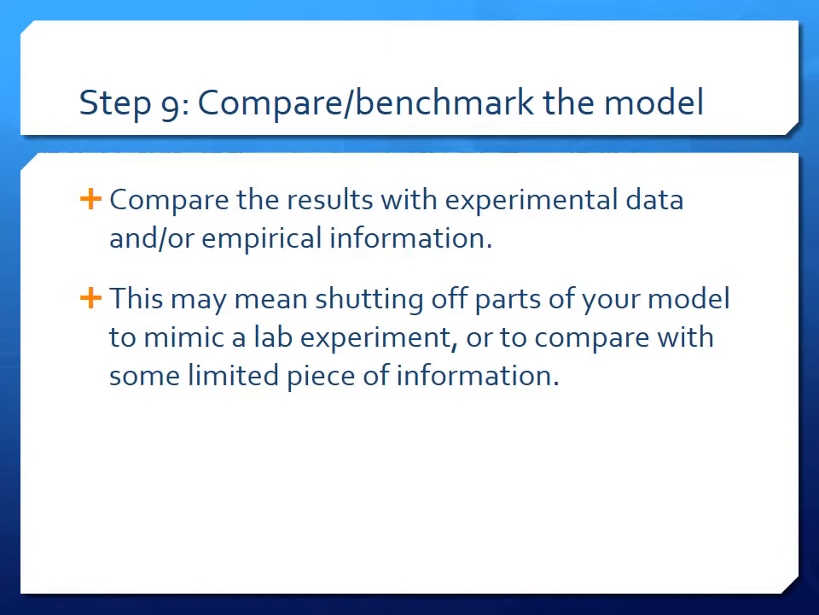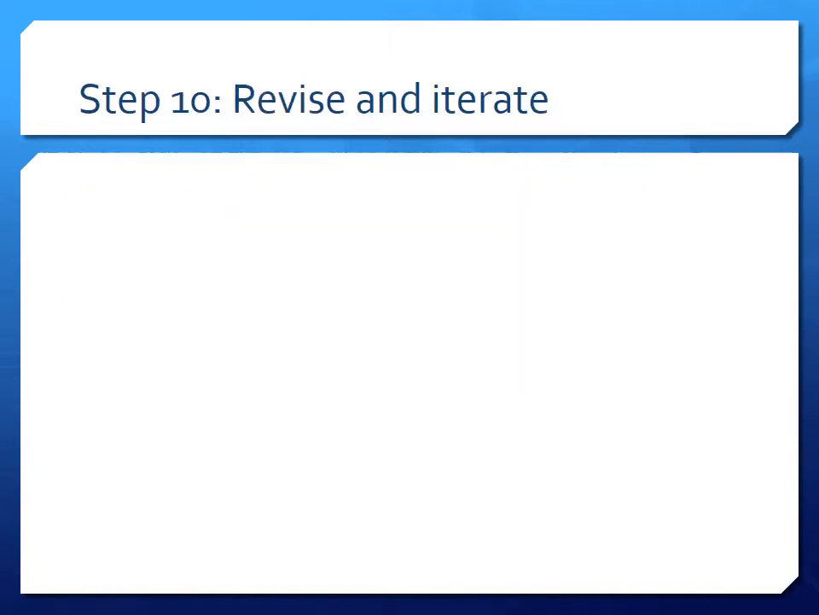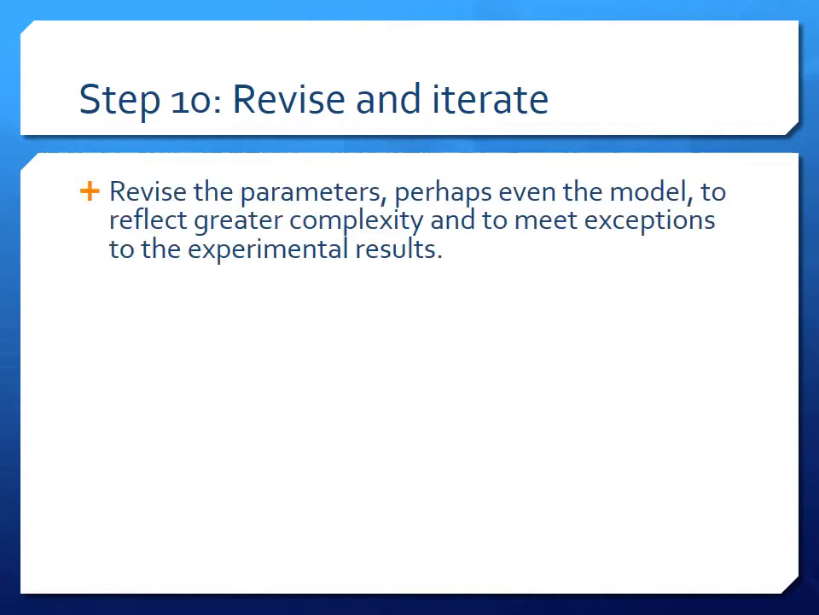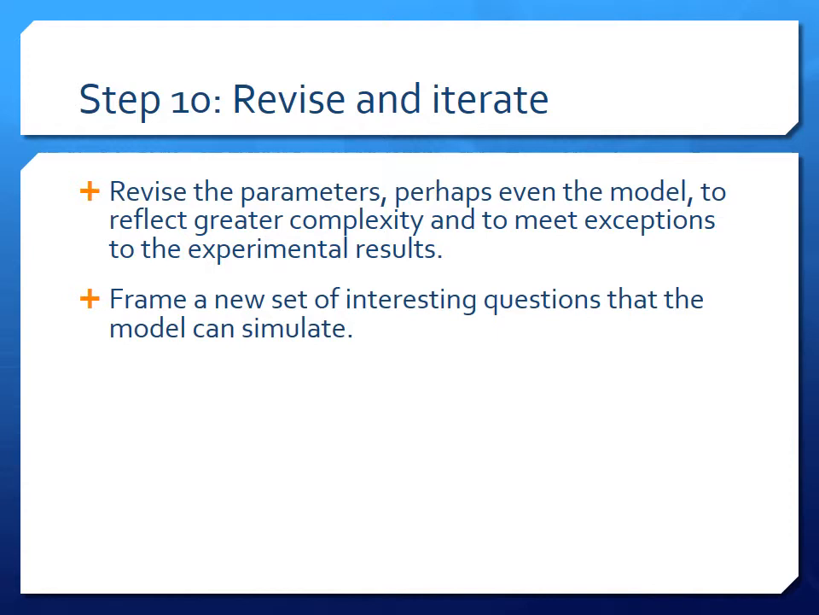Okay, so that's another lesson that I'll throw out there, and that will come back time and again when we look at the different systems. And the last step is you revise and you iterate. Modeling is in essence a revision and iterative process. You can go back, revise the parameters, maybe even revise the model, change some feedbacks, change some relationships, change some assumptions, basically to reflect greater complexity and to maybe try to meet exceptions to the results that you're trying to simulate. It may allow you to frame a new set of interesting questions.